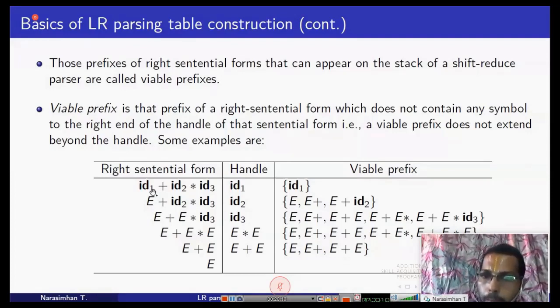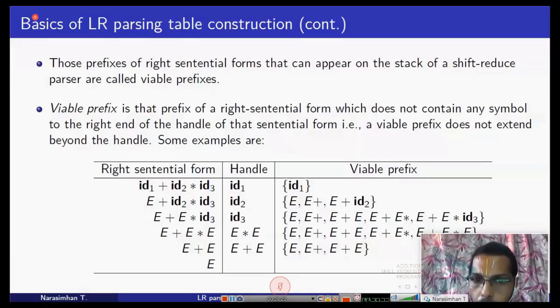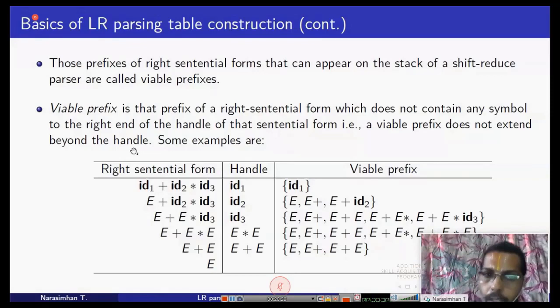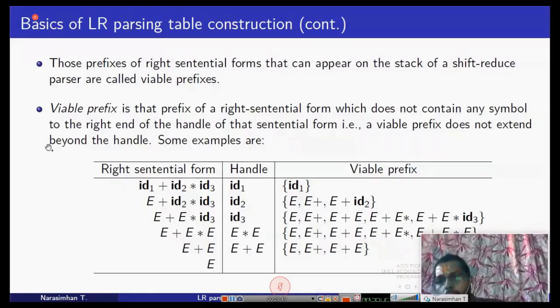Now, what is the problem? A viable prefix should not go beyond the handle. So which is the handle here? ID1. So the prefix ID1 is the viable prefix. You cannot consider ID1 plus as a viable prefix, because in that prefix you have a symbol to the right of the handle, which is ID1 here. You have the symbol plus to the right of ID1, and that cannot be considered. That is what is written here: a viable prefix cannot extend beyond the handle.